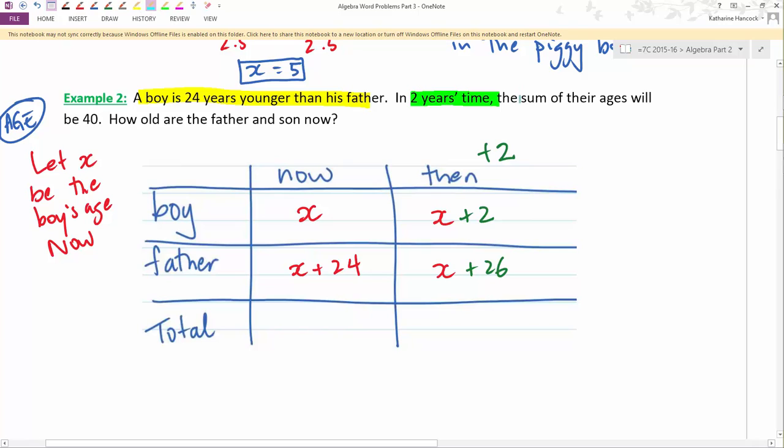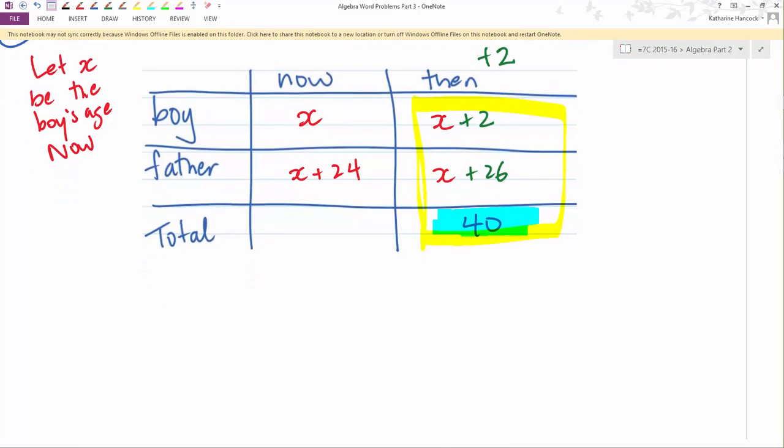The last bit comes from here. Sum of their ages will be 40. That's like the total of their ages. So the total of their ages is 40. Sum, total. Sum means add. So we're going to take those pieces of information and add them together. So I get X plus 2 plus X plus 26 equals 40.